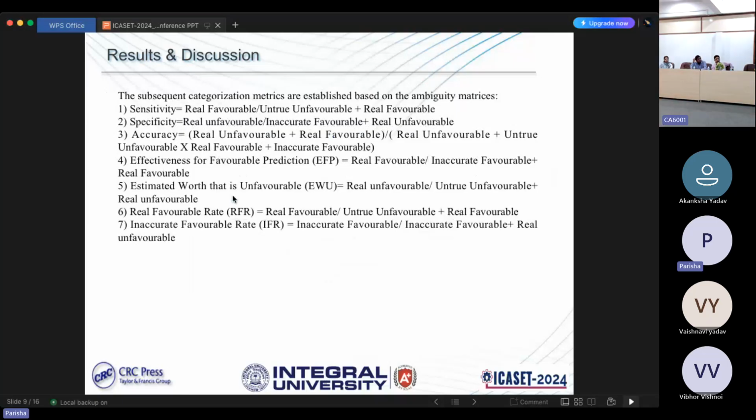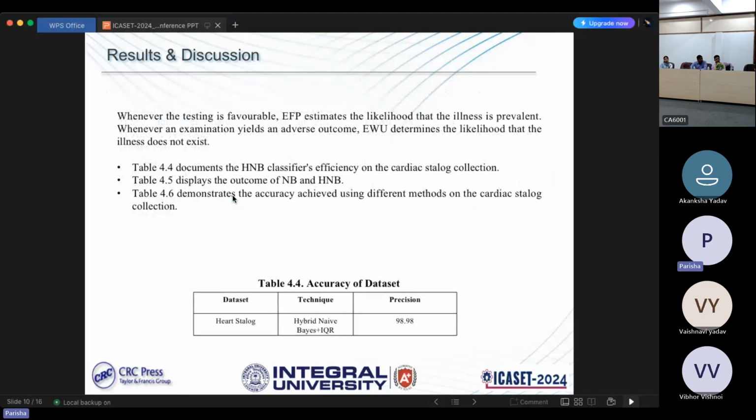Effectiveness of positive prediction, that is true positive over true positive plus false positive. And if we estimate the predictive value of negative, that is true negative over true negative plus false negative. So whenever the testing is positive, the EPF, that is effectiveness of positive prediction, estimates the likelihood that the illness is prevalent. Or when the examination yields an adverse outcome, the EWU, that is estimated worth of negative, defines the likelihood that the illness does not exist.